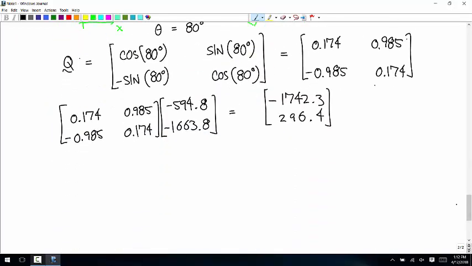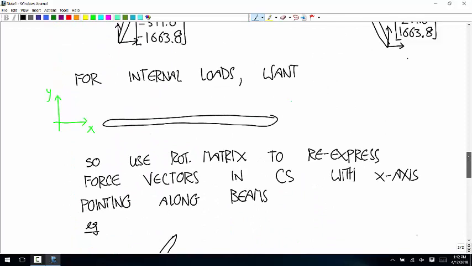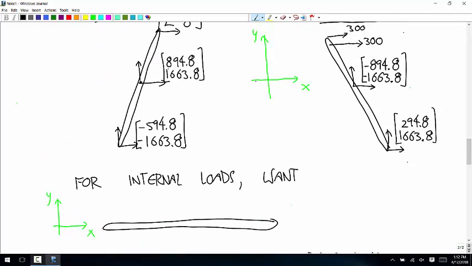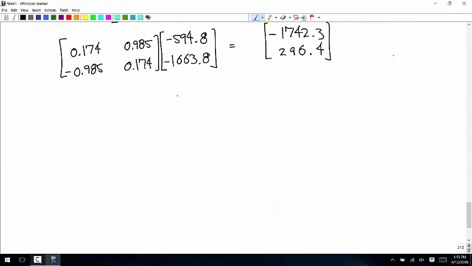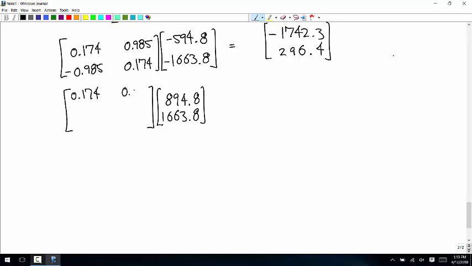Okay, so the next vector we need is 894.8, 1663.8. So 894.8, positive 1663.8, multiplying that by the same matrix. And let me know when you get those.